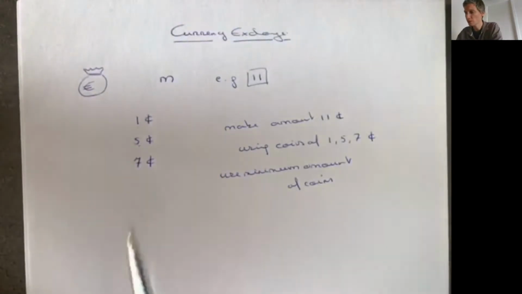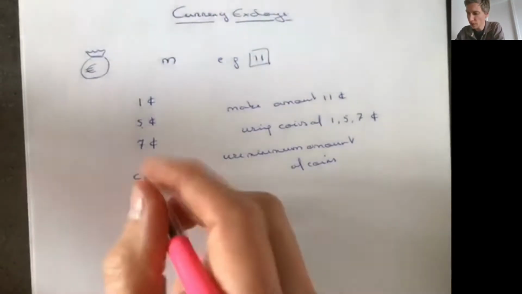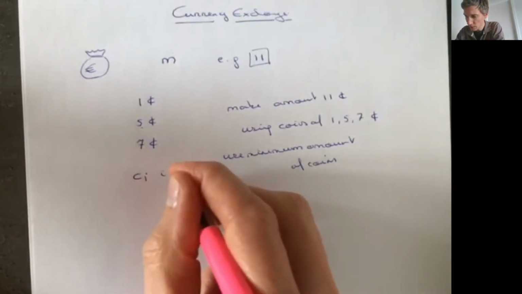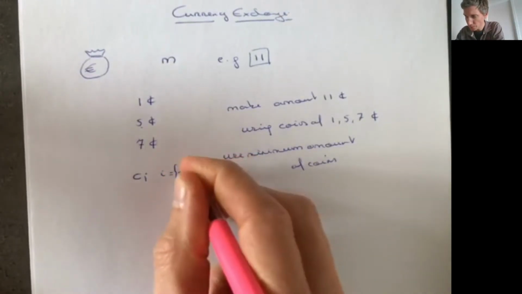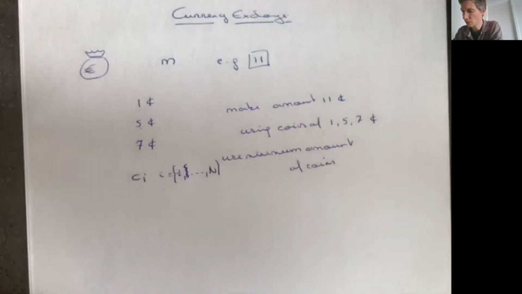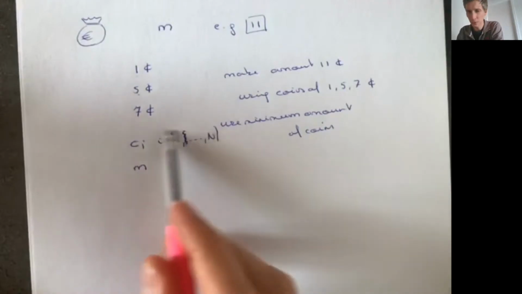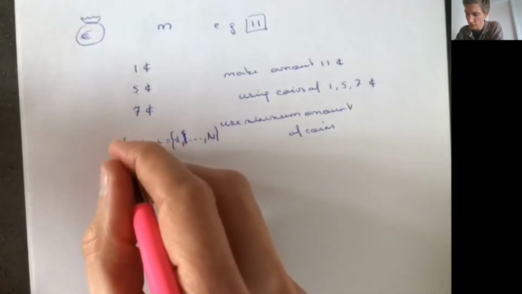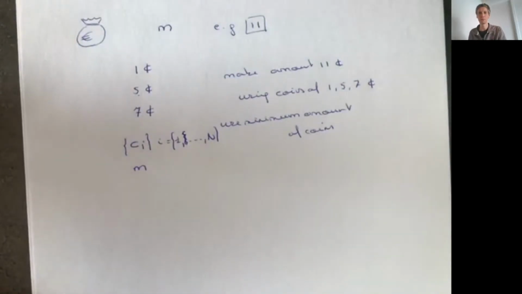So the problem is in general, given a list of coins, which I will call Ci, i from 1 to N, and given an amount M. The question is, using coins from this set Ci, what's the minimum amount of coins that I need in order to make the amount M?